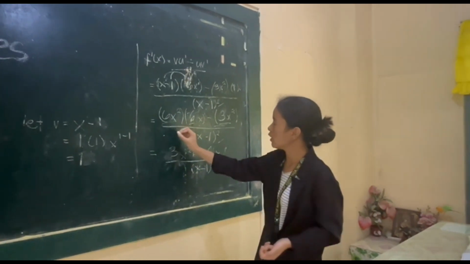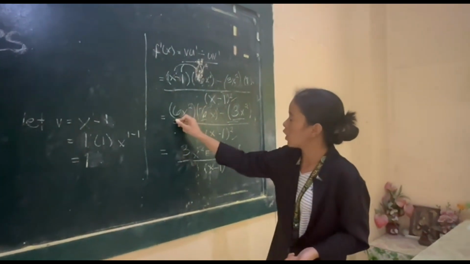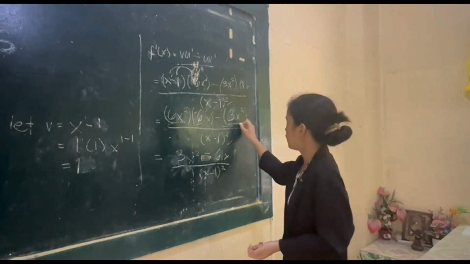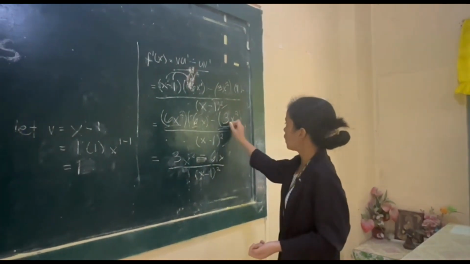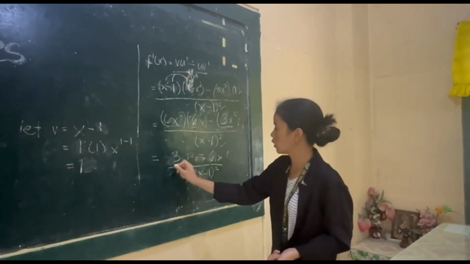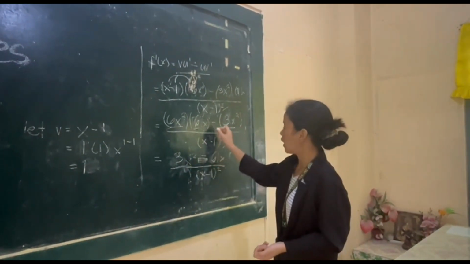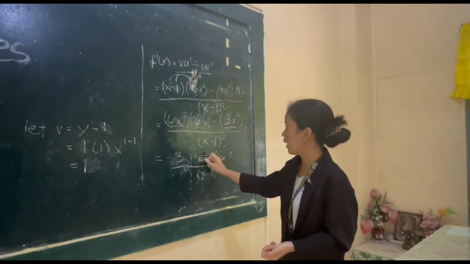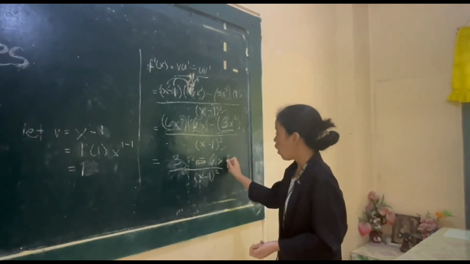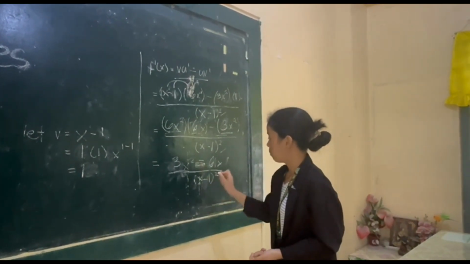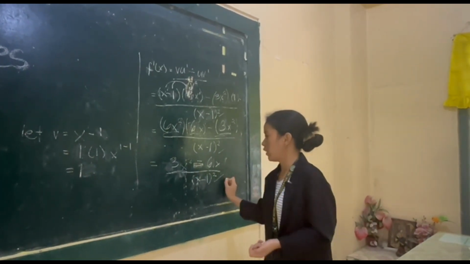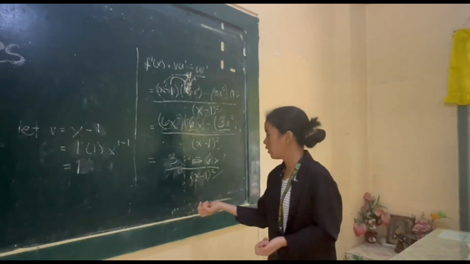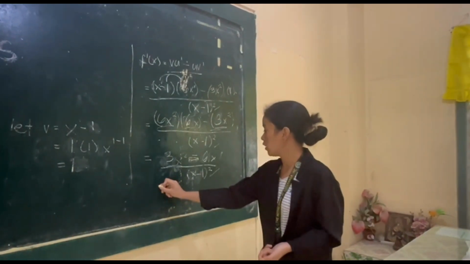Then after that, subtract all the numbers that have the same exponent. So 6x squared minus 3x squared is equal to 3x squared. Copy the sign minus and copy 6x over x minus 1 squared. Just copy it and don't simplify it. Kasi if i-simplify mo siya, mas mahaba. Pero okay din naman siya kung ganito.